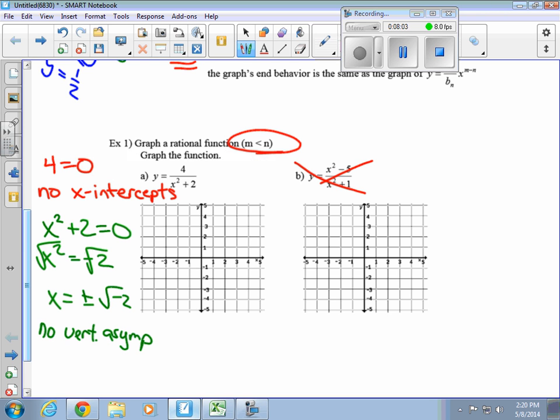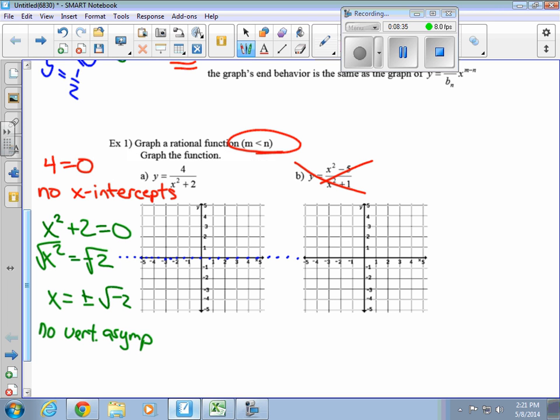All right. Now let's look at the degrees of my polynomials. 4 has a degree of what? 0. x squared plus 2 has a degree of what? 2. So the numerator degree is smaller than the denominator degree, which means what? The horizontal asymptote is 0. Okay. Horizontal asymptote 0.